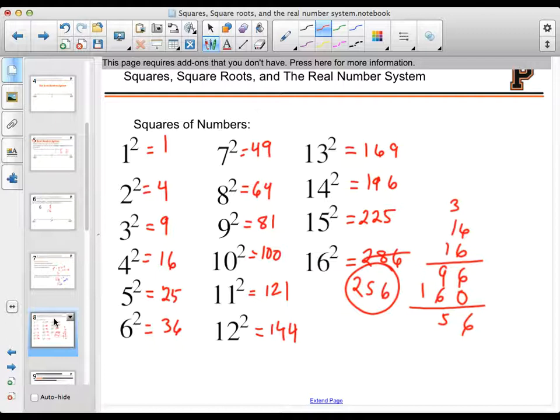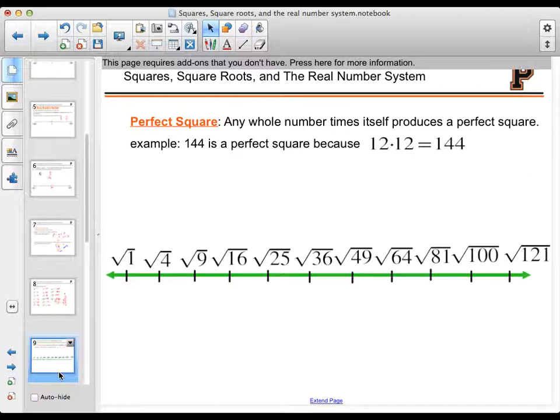There are plenty of them. If you want to find another one, just take any number times itself. Now, a perfect square is kind of the opposite of what we just came up with. You can come up with perfect square numbers just by taking any number times itself. 144 is a perfect square because 12 times 12 is 144. Knowledge of our perfect squares helps us to estimate the non-perfect ones.